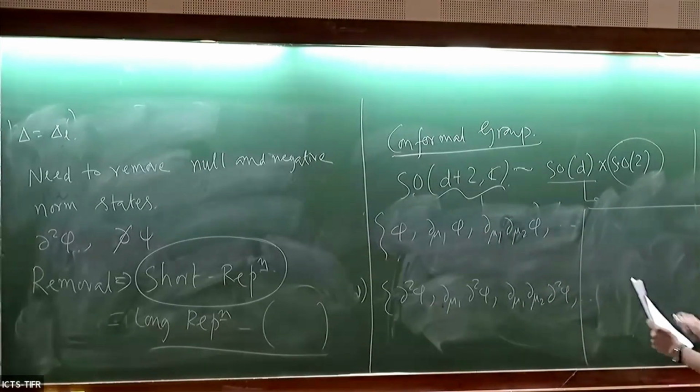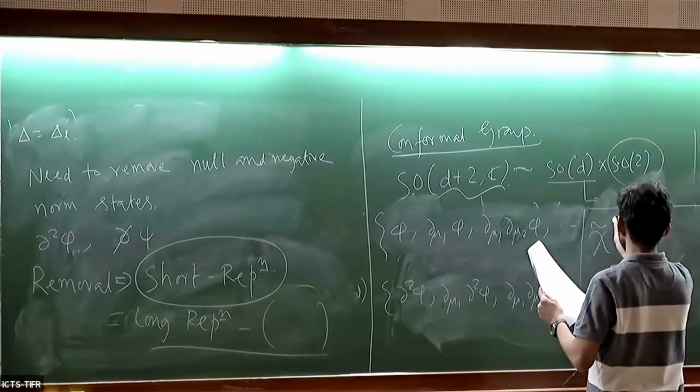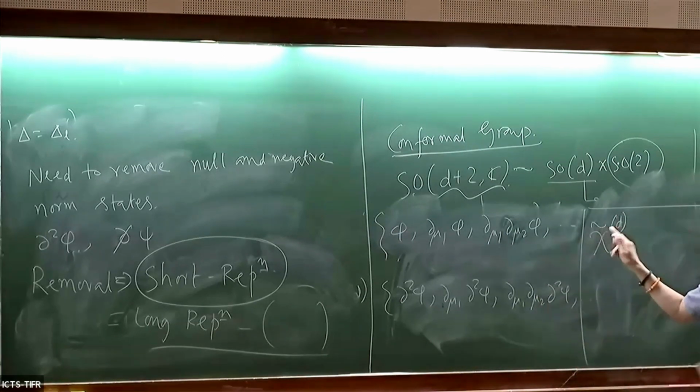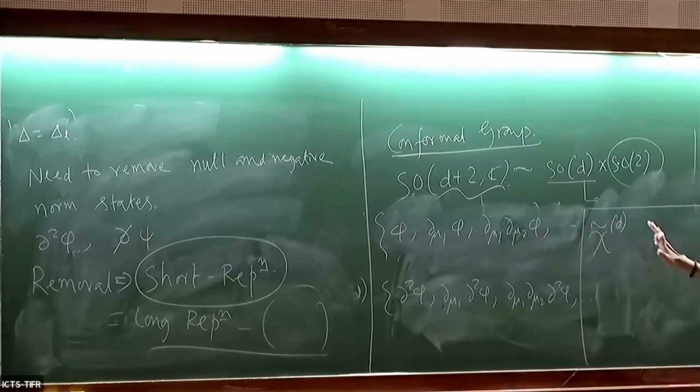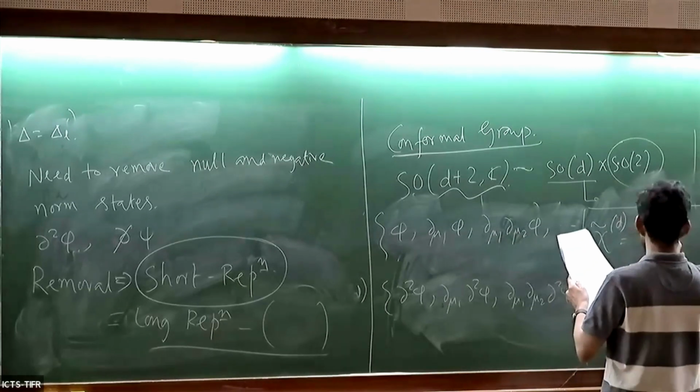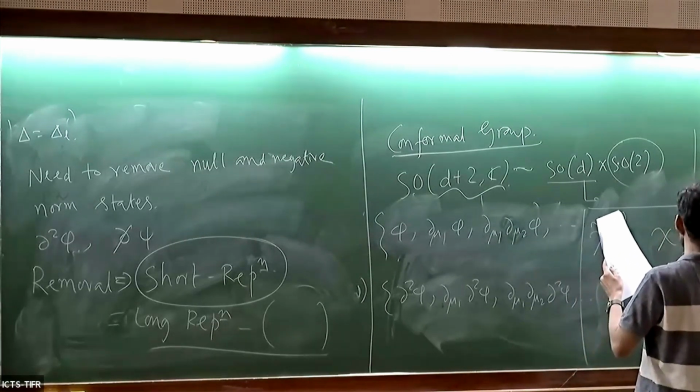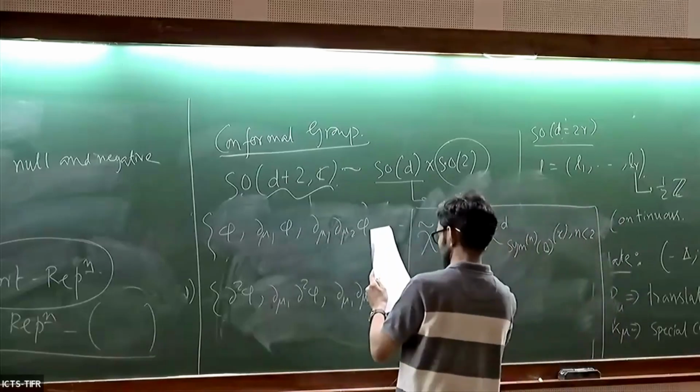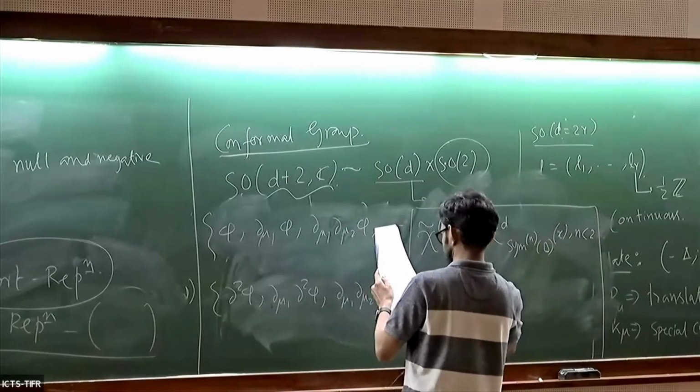Eventually, we need this basically to find out this. Tilde stands for the short representation. When I put a tilde, that implies a short representation. No tilde is a long representation. So this means basically it's just the chi d. Let me write it down and then I'll explain what that is.